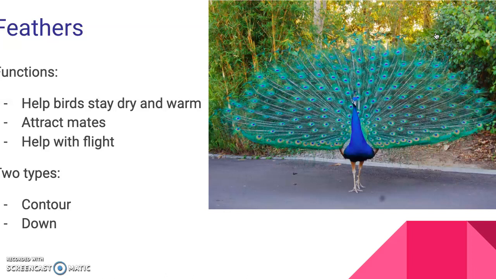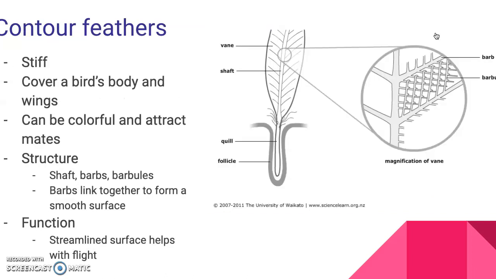There's two types of feathers that assist in these functions. There's the contour feathers and there's the down feathers. Contour feathers are the stiffer feathers that you'll find if you're looking on the ground and you find some feathers. They generally cover the bird's body and the wings. They can be colorful and attract mates, which is what we were looking at with the peacock's contour feathers that it was fluffing up.